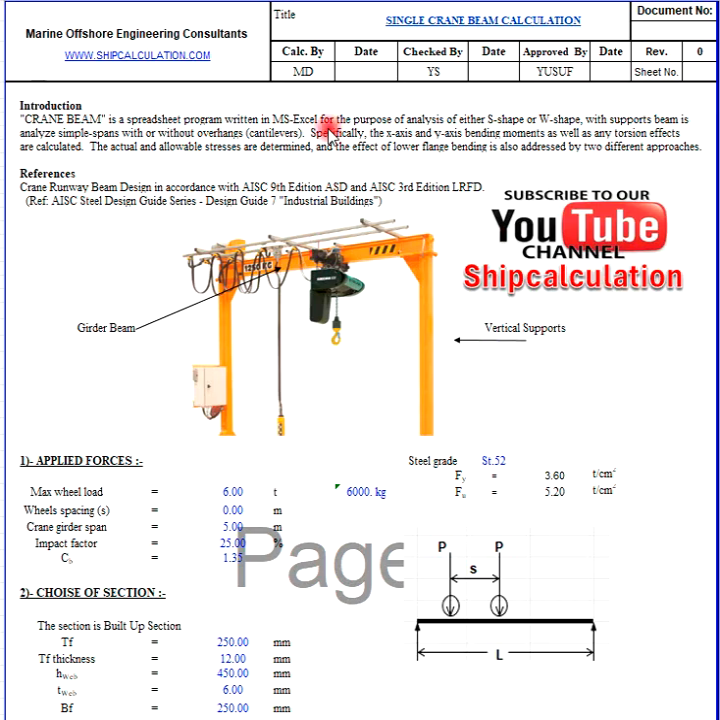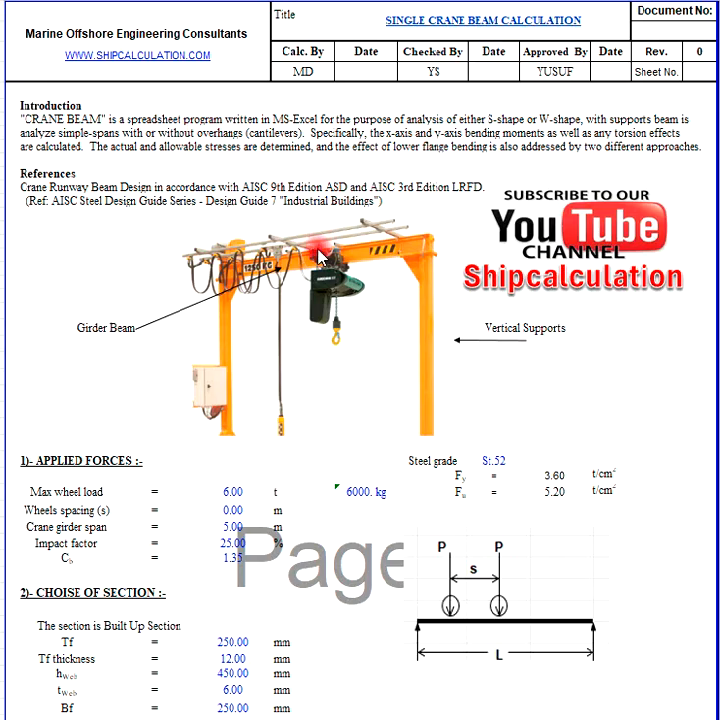Crane beam is a spreadsheet program written in Microsoft Excel for the purpose of the analysis of either S shape or W shape. Means that either you are using H beam or I beam. The support beam is analyzed as a simple span with or without overhang cantilever. Specifically, the x-axis and y-axis bending moment as well as any torsion effect are calculated.